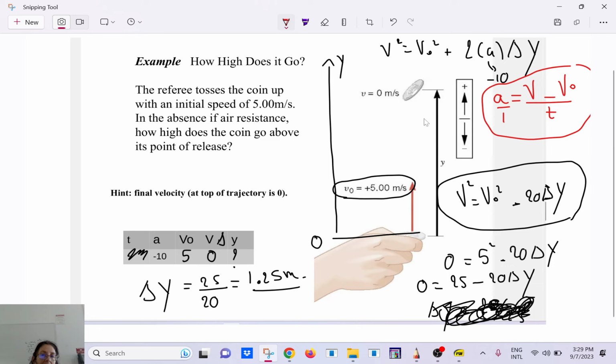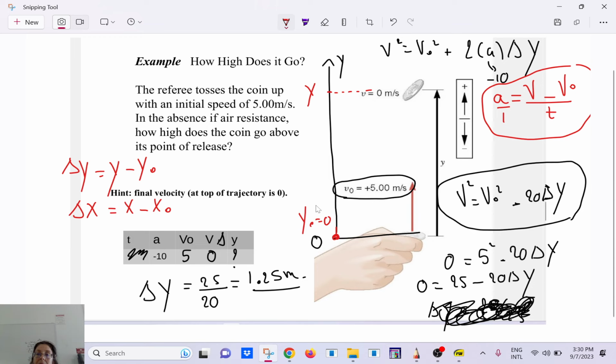So delta y is the same thing as the final position minus initial position, if you are along the y-axis, up and down. If you are right or left, you're going to say delta x equals x minus x sub 0. So this is if you are right or left, and this is if you are up and down. In that case, because you start here, the delta y will be the same thing as your final position, because initial position equals zero.